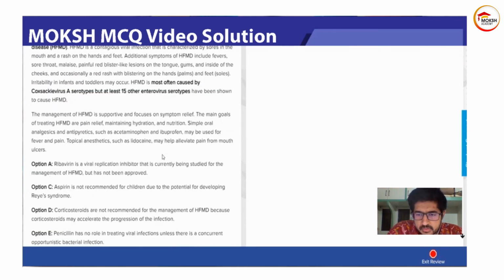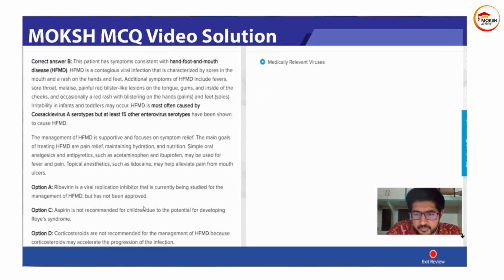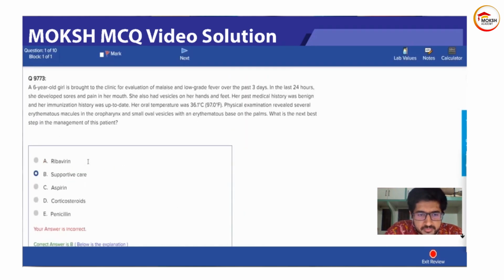Ribavirin is used for Hep C also, but it is not used for your hand-foot-mouth disease. Very good. Bronchiolitis, which is caused by respiratory syncytial virus, and chronic HCV. Aspirin, corticosteroids, penicillin, I think these are easy to rule out.